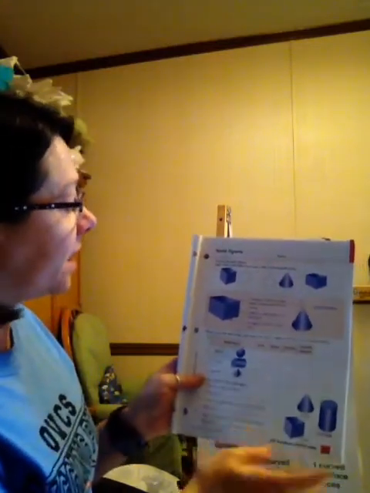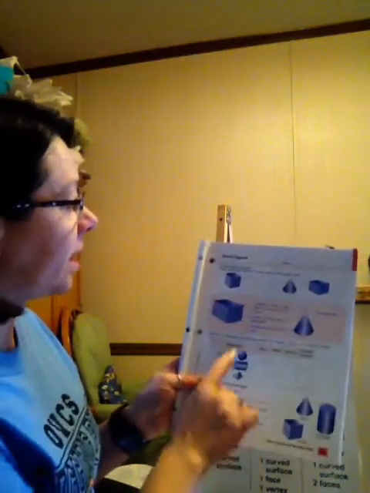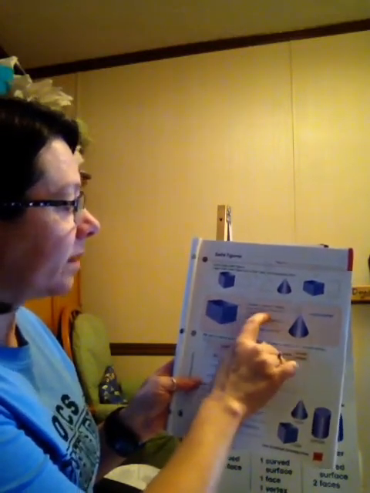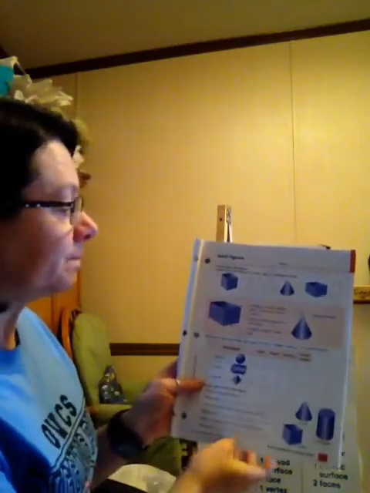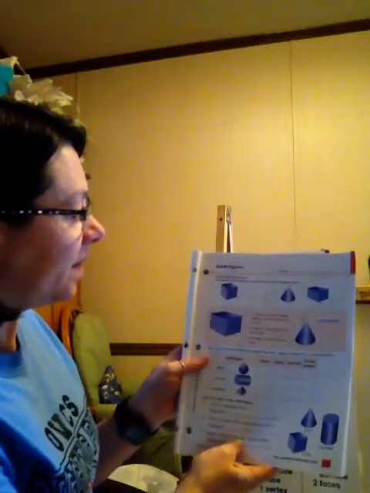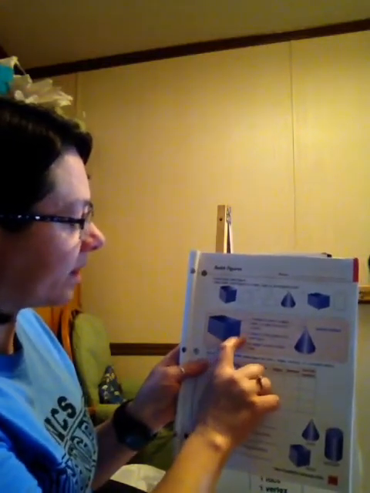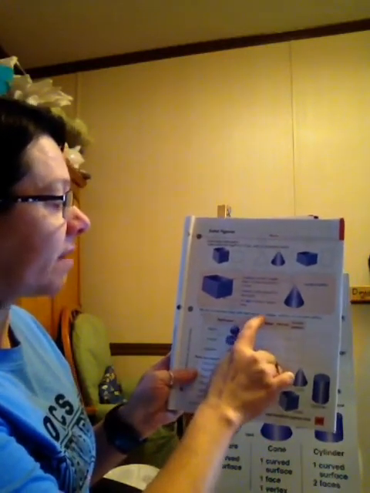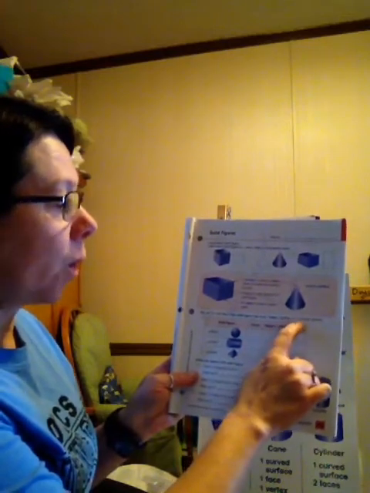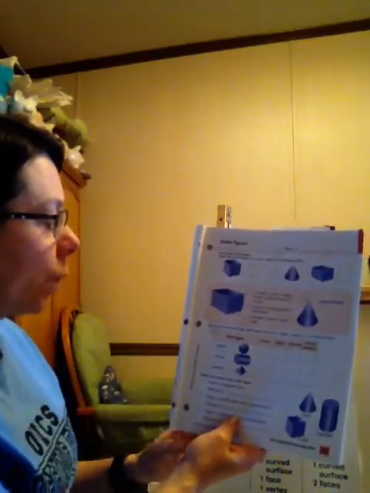All right, and then here it tells us that a vertex is where the 3 edges meet. It is also the point of a cone. A face is a flat surface of a solid figure, and the edge is where 2 faces meet. So, you put an X in the box if the solid figure has faces, edges, vertices, or a curved surface. So let's look at a sphere. Let's look at number 4.